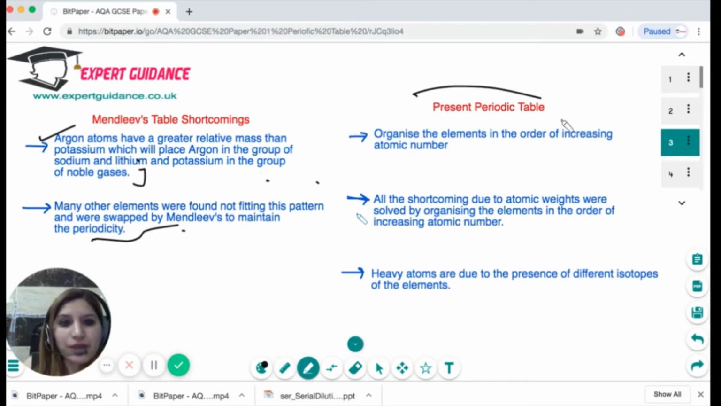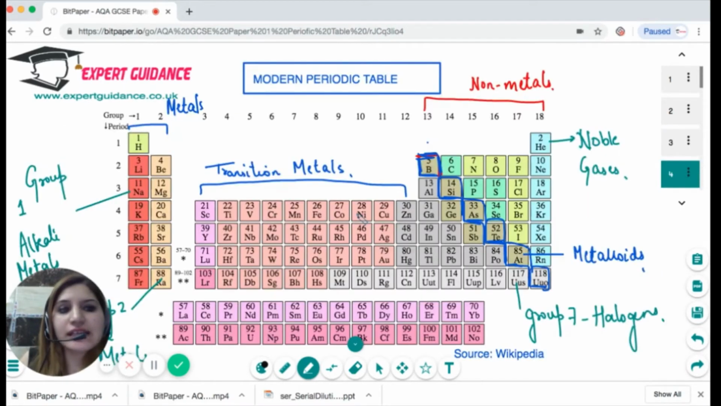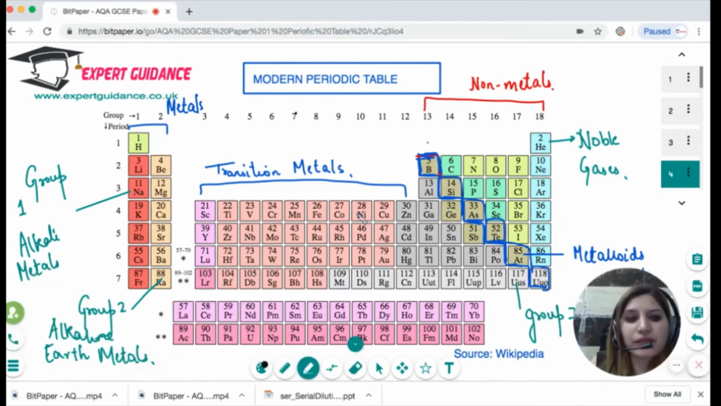Now, the present periodic table overcomes all these shortcomings by organizing the elements in the order of increasing atomic number, or the proton number. So all the problems that were due to dissimilar atomic weights were corrected by this. And when we arranged the elements by atomic number, we came to know that the difference in masses of some of the elements is due to their isotopes, because there are many different isotopes an element can have, and the atomic mass is the average of the isotopic masses of all its isotopes. Okay, so this is how we came to the present periodic table.